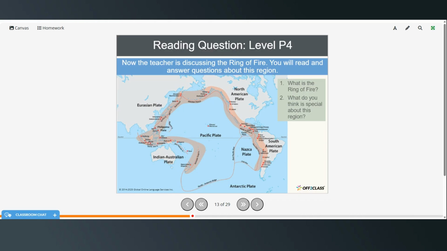Now the teacher is discussing the Ring of Fire. You will read and answer questions about this region. So before reading, think about what you might already know about this topic. What is the Ring of Fire, and what do you think is special about this region?